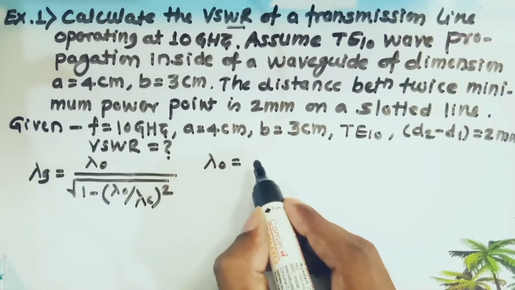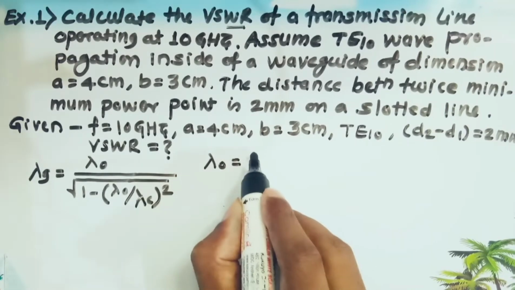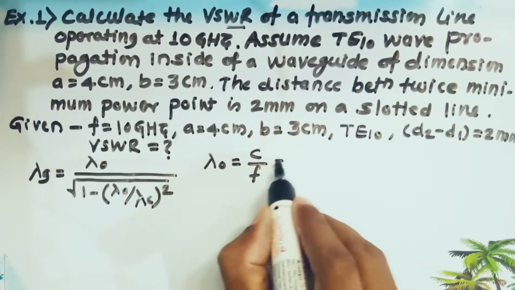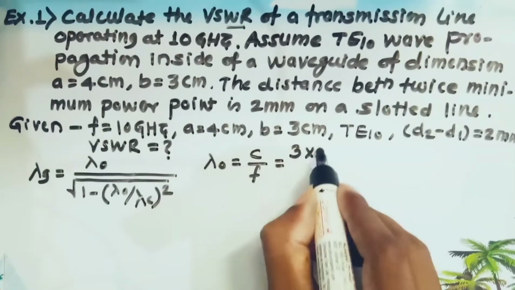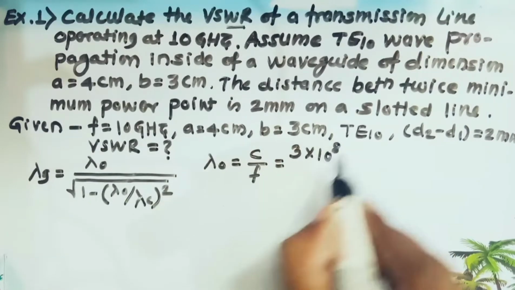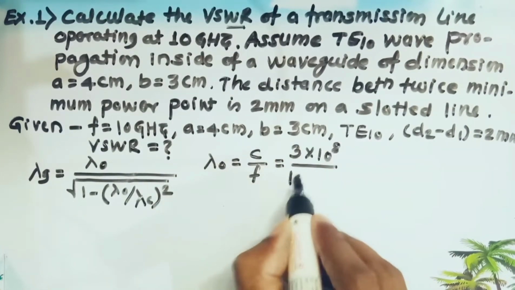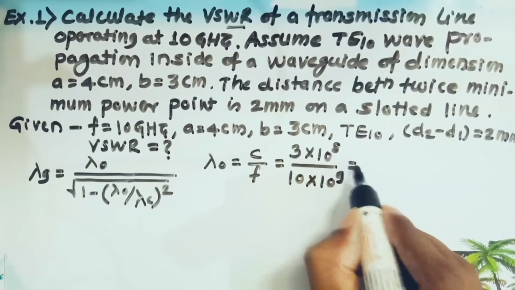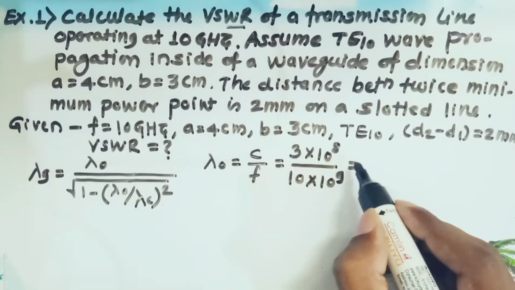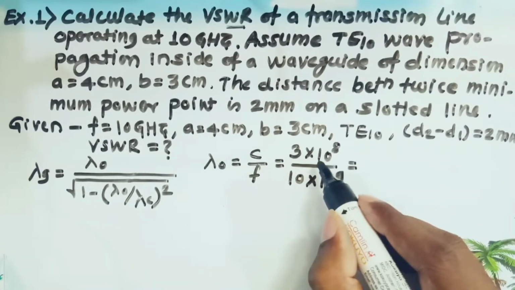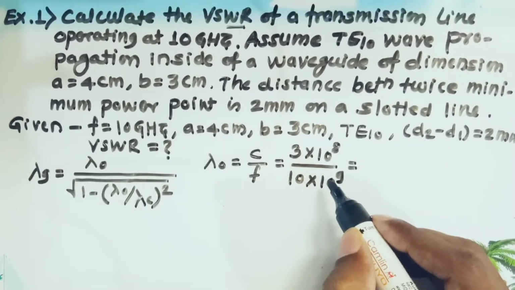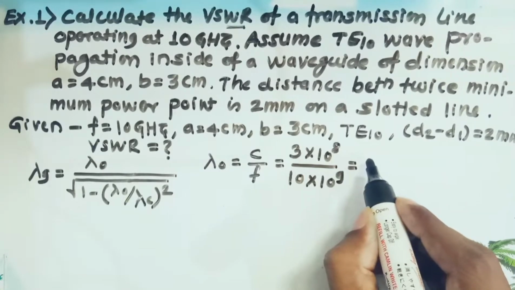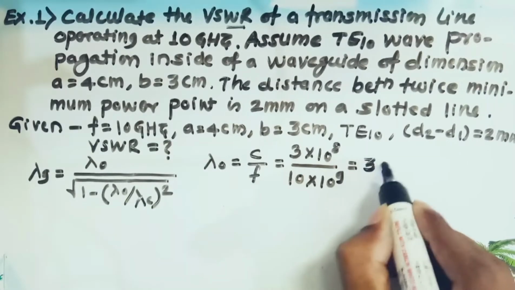Lambda 0 is the free space wavelength, and it is given as c by f, where c is the speed of light. So we can write this as 3 into 10 raised to power 8 meters per second divided by the operating frequency, that is 10 GHz, 10 into 10 raised to power 9. If we work this out, it becomes 3 divided by 100. If we write directly in terms of centimeters, it becomes 3 centimeters.